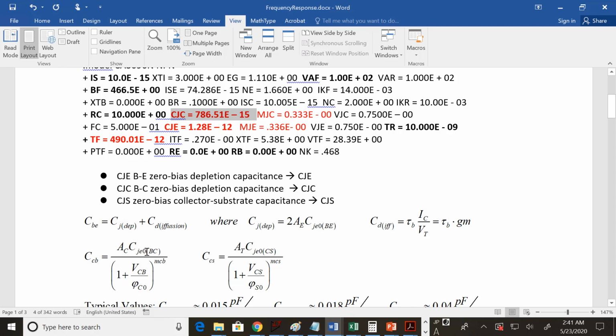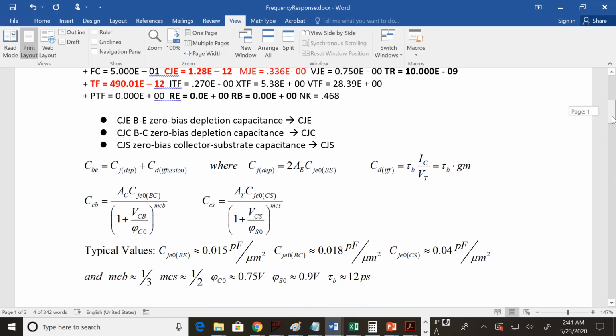So that is the value that goes here, and then that's 1 over 1 plus VCB, so that's your actual voltage across there. These values, I need to figure out what this is in the model file. So I'll go back, probably just looking at it. This is VJE, no. I have to go back and figure out where these come from in the model file. But that would go in there.